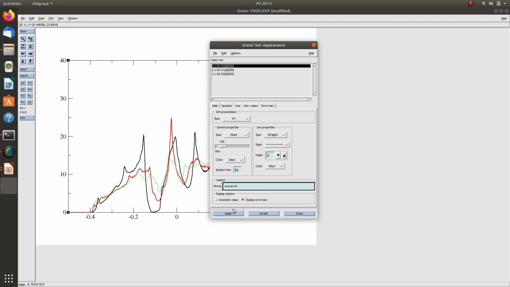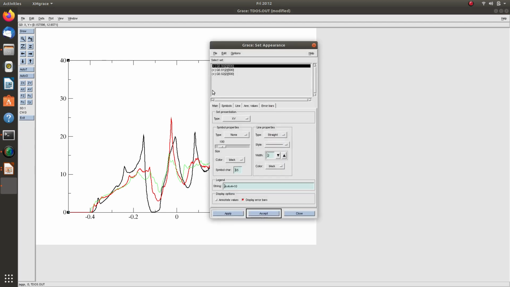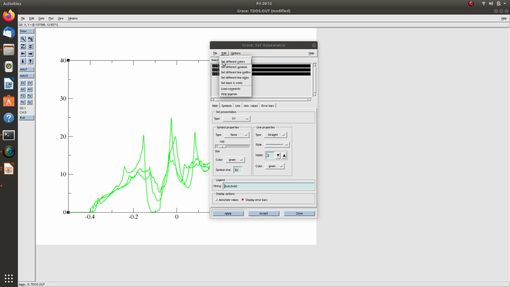Please don't misinterpret this representation to mean that 4 cross 4 cross 4 must be 64, right? It's not that. It simply says how many k points that 4 cross 4 cross 4 mesh had taken.